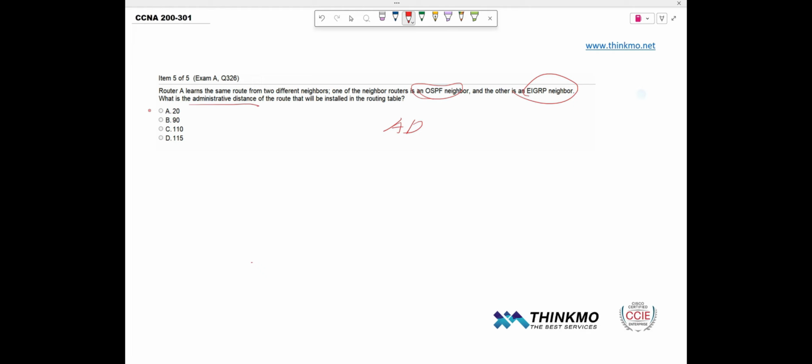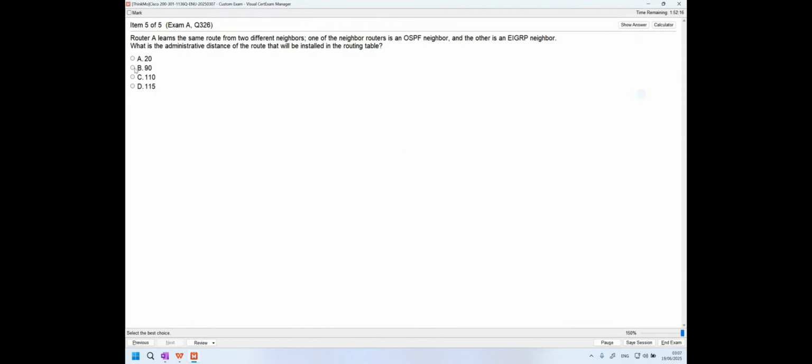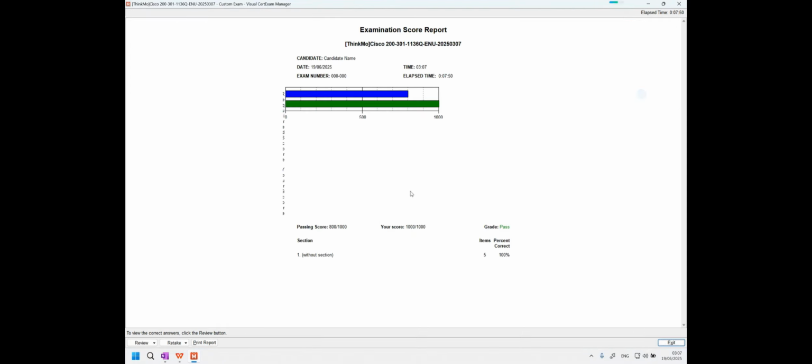We know that for OSPF, the administrative distance is 110 according to Cisco's definition, right? And in Cisco's definition, EIGRP is 90. So that rules out the 2 above, right? So the principle for adding to the routing table is that the route with the smaller administrative distance is preferred. So this 90 refers to EIGRP, right? The correct answer to this question is B. Let's look at the correct answer. Choose B. Alright, submit.